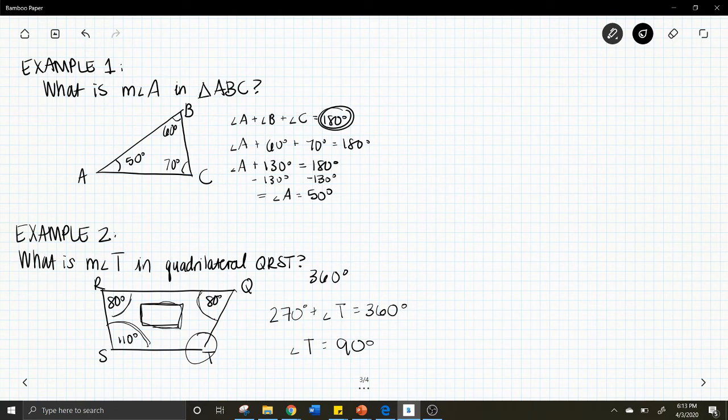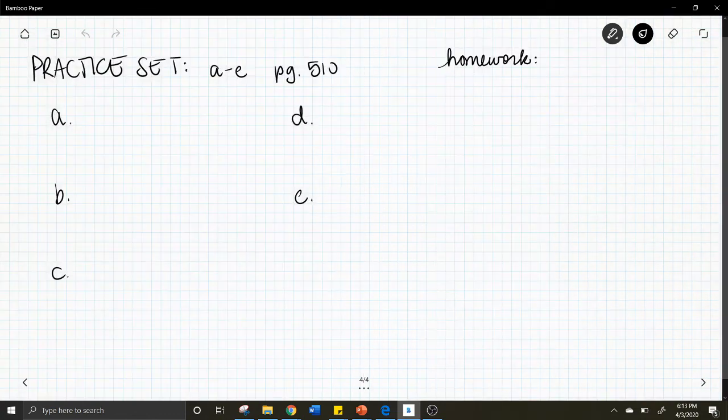Like I said, the main points of this lesson is to know the sum of the interior angles of a triangle and a quadrilateral. So keep that in mind as we look at our practice set. Okay, so that starts on page 510. All right, and let's do A through E. We will skip letter F for now.